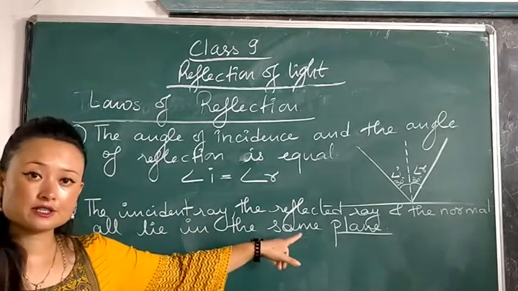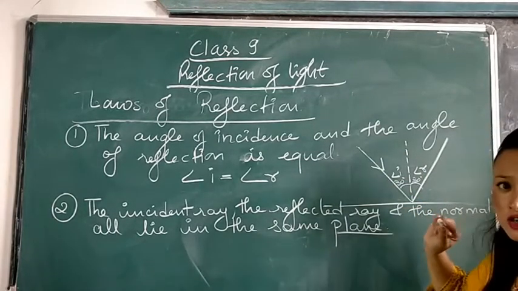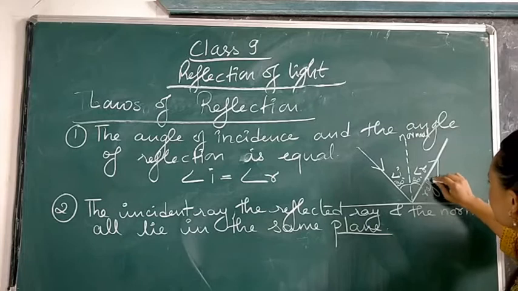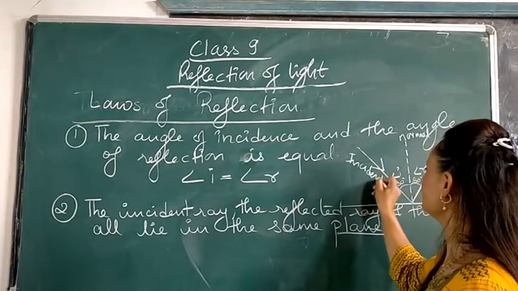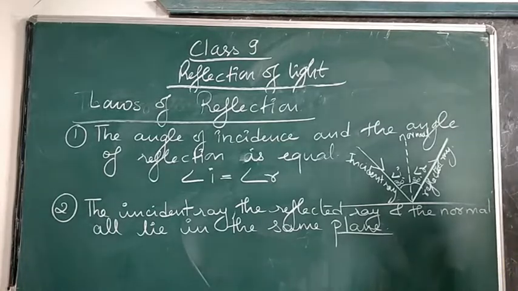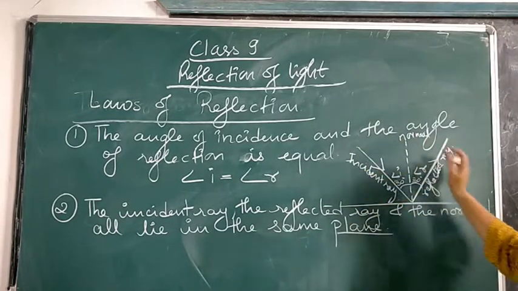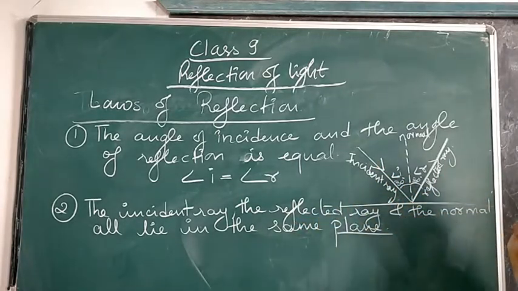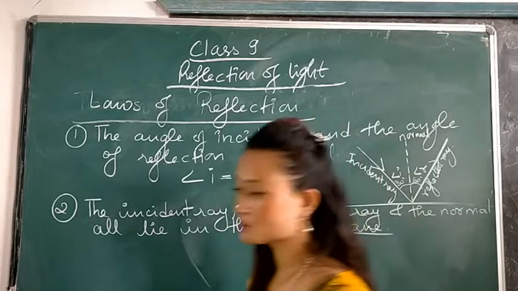So the incident ray, the reflected ray, and the normal at the point of incidence all lie in the same plane. That means this is your incident ray, this is your reflected ray, this is your normal. They all lie on the same flat surface, on the same side of the reflecting surface. Therefore, the incident ray, the reflected ray, and the normal all lie in the same plane. This is your second law of reflection. So please remember these two laws of reflection. It's very, very important to know the laws of reflection.